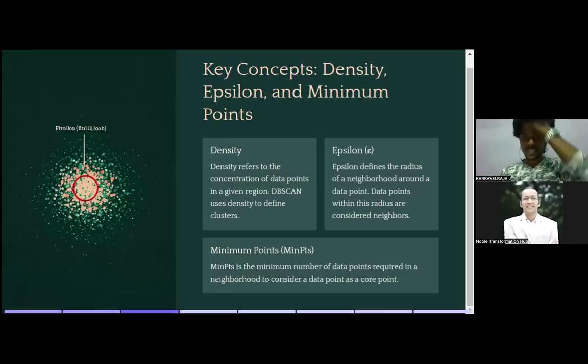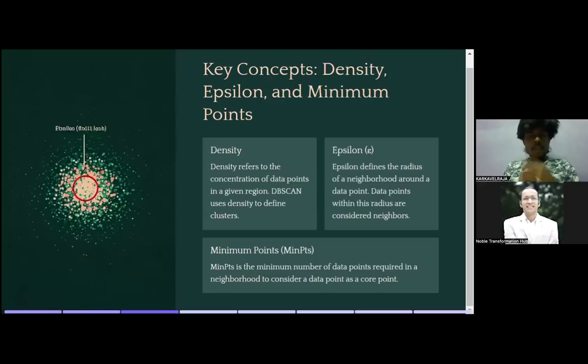Next, epsilon. Epsilon defines the radius of the neighborhood around a data point. Data points within this radius are considered neighbors. That's it. Epsilon is considered a radius. Whatever is inside the radius is called a single cluster. Those data points belong to a single cluster. So epsilon means radius. Whatever data points are inside that radius are considered to be only one cluster.